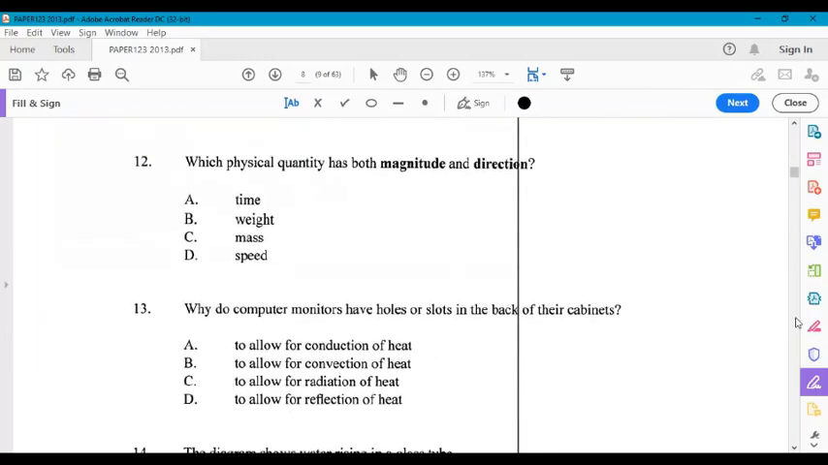All right, number 12, which physical quantity has both magnitude and direction? We're asking which one is a vector. Which one can we ask the question, which way and how much, and get an answer for both? And that would be the gravitational force weight. Mass, speed, and time are all scalars. They have no direction, only magnitude.